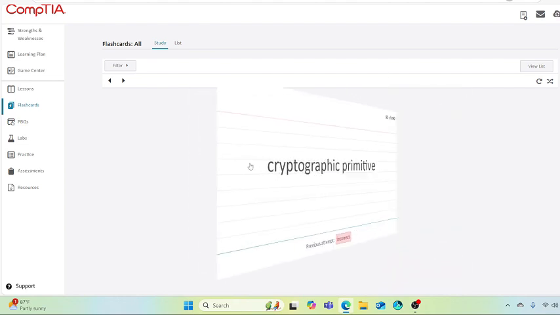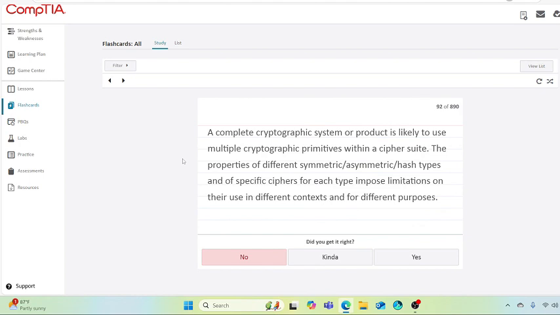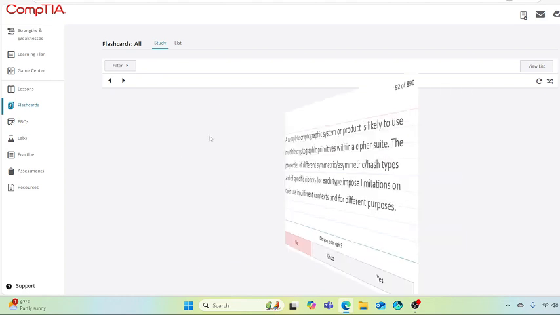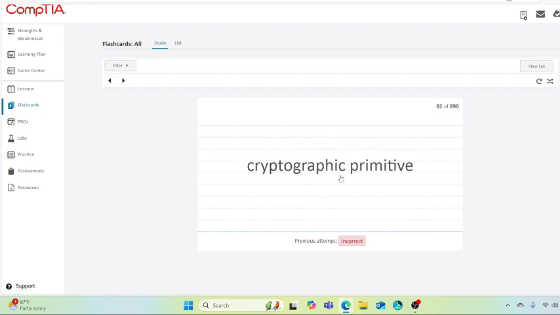Cryptographic primitive. A complete cryptographic system or product is likely to use multiple cryptographic primitives within a cipher suite. The properties of different symmetric, asymmetric, and hash types and the specific ciphers for each type impose limitations on their use in different contexts and for different purposes.